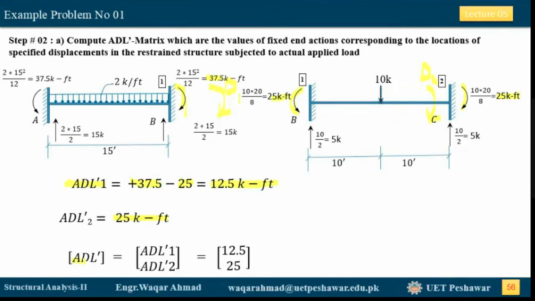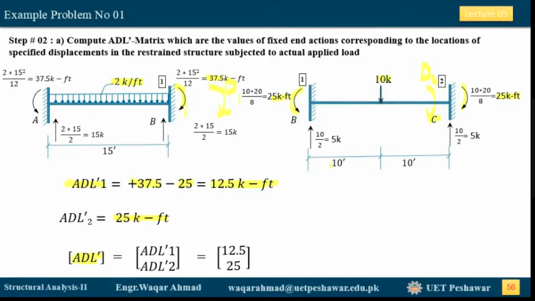So in short, we call it the A real dash matrix. And what is the A real dash matrix? It corresponds to the values of the fixed end actions coming from this 2 kip per foot uniformly distributed load and 10 kip point load acting on the structure. Okay, which structure? The restrained structure.